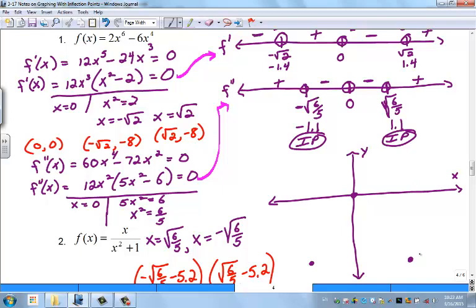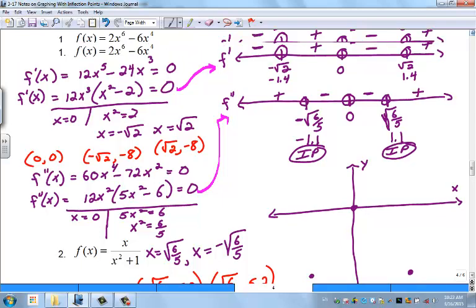And you know what happens at those spots, right? Because you can see it up here. Here, there's a top. All right, so I'm going to put a top in here.